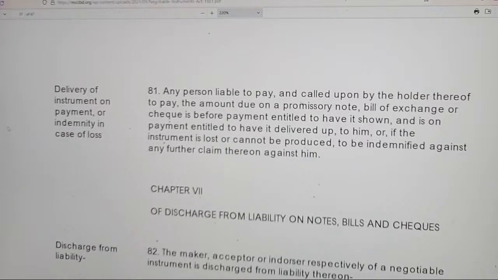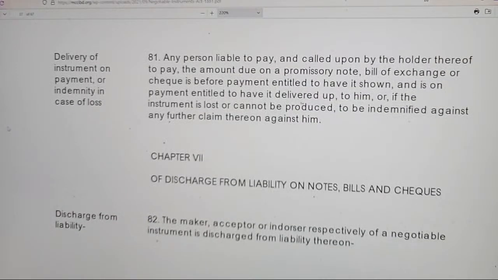Delivery of instrument on payment or indemnity in case of loss. 81. Any person liable to pay and called upon by the holder thereof to pay the amount due on a promissory note, bill of exchange, or check is before payment entitled to have it shown and is on payment entitled to have it delivered up to him, or if the instrument is lost or cannot be produced, to be indemnified against any further claim thereon against him.